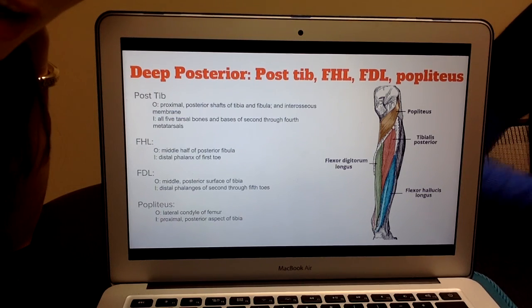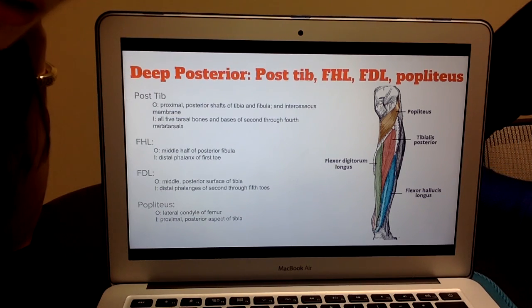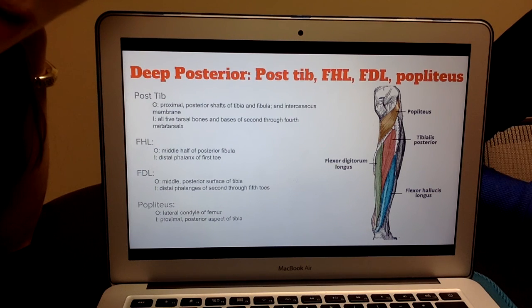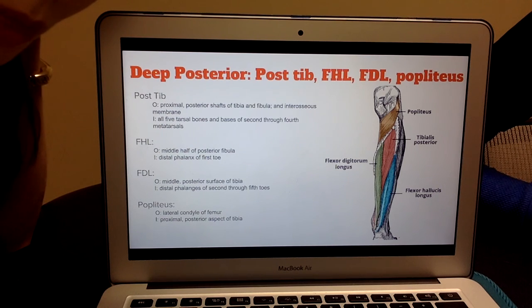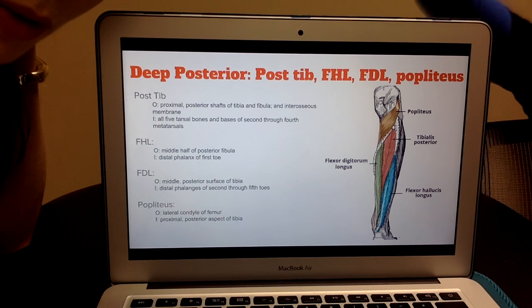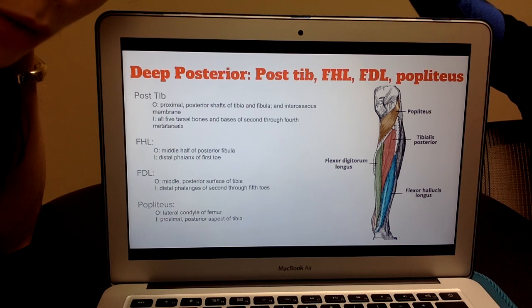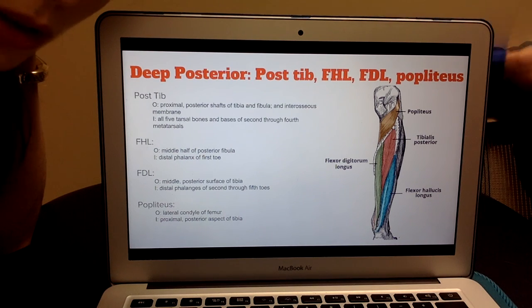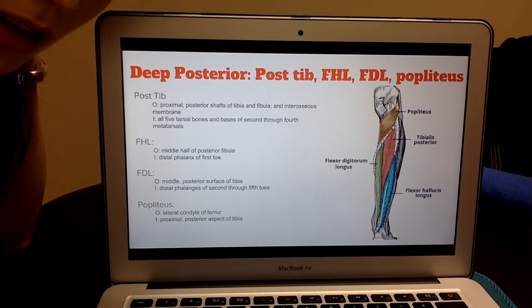And then lastly, you have the deep posterior compartment. Your posterior tibialis originates on the proximal posterior shafts of the tibia and fibula and the interosseous membrane, and all 5 tarsal bones are where it inserts, as well as the bases of the 2nd through the 4th metatarsals. You have the flexor hallucis longus. This originates on the middle half of the posterior fibula and inserts on the distal phalanx of the 1st toe. And then the flexor digitorum longus originates on the middle posterior surface of the tibia and inserts on the distal phalanges of the 2nd through 5th toes.